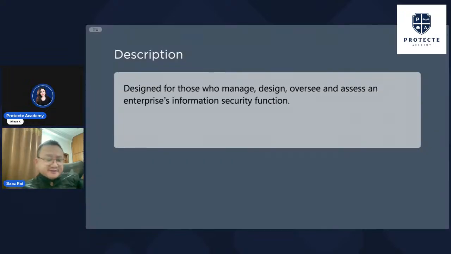First of all, this course is designed for those who manage, design, oversee, and assess an enterprise's information security function. So it's a managerial course and not a technician course. That's one thing you need to understand. A lot of people come from a technical background with experience doing a lot of technical stuff, like managing firewalls and identity and access controls. This course takes you to the next level, where you start thinking like a manager and making the decisions. You need to be able to design the right controls that we should have. We're going to ask what we need to do, and more importantly, why we need to do it, rather than how to do it.